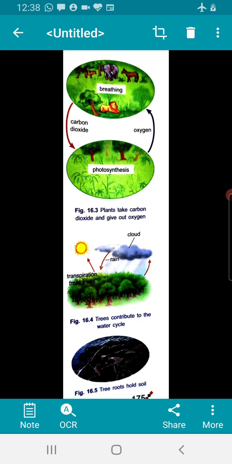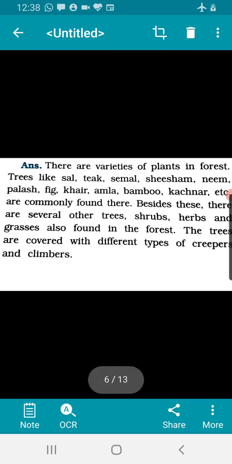So you know there are a lot of uses, and a lot of things we get from the forest. Now, there are varieties of plants in forests. Trees like sal, teak, simal, sisam, neem, palas, fig, khair, amla, bamboo, etc. are found there. Besides these trees, shrubs, herbs, and grass are also found in the forest. The trees are covered with different types of creepers and climbers.